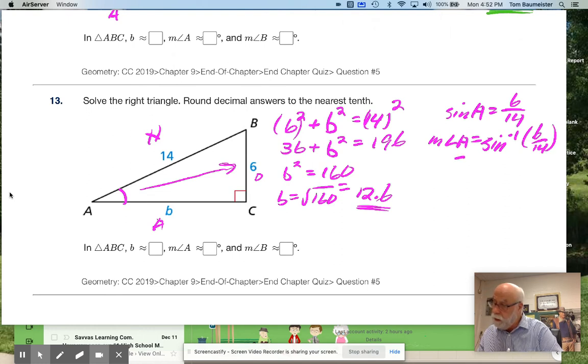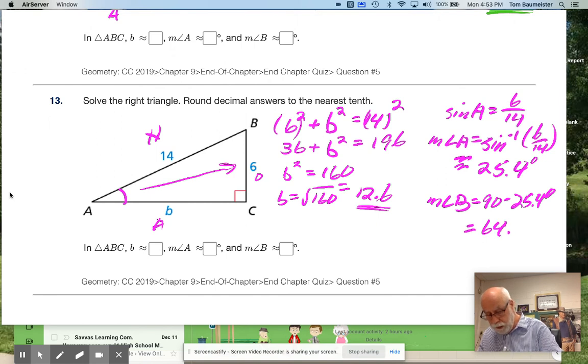And we work that one out, we'll get approximately 25.4 degrees. And then again, the measure of angle B, we can say is 90 minus 25.4 degrees, which will give us 64.6 degrees.